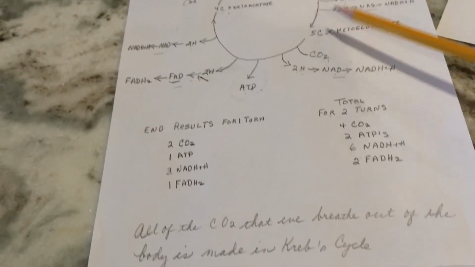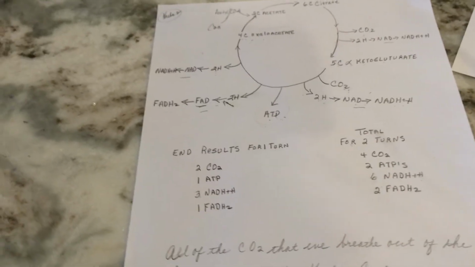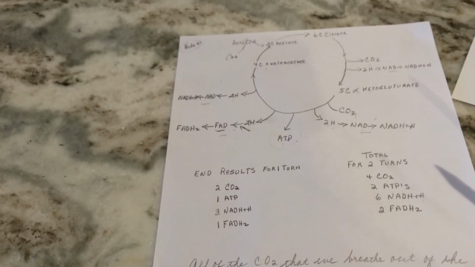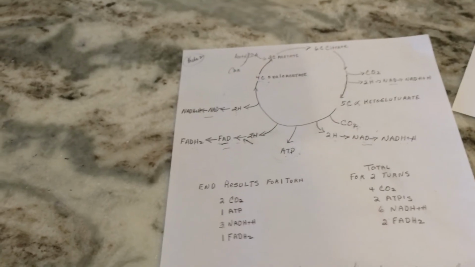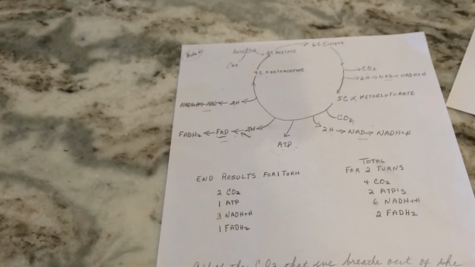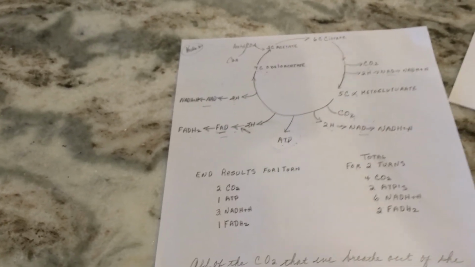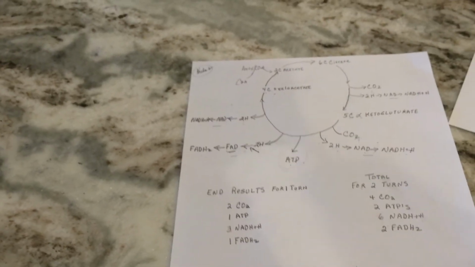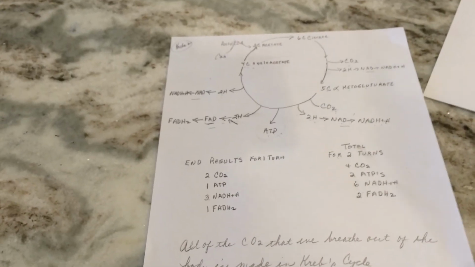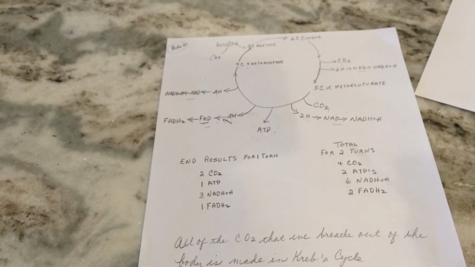You see this carbon dioxide that's produced here in Krebs cycle? The carbon dioxide that we breathe out of our body is mostly made as a result of decarboxylation in Krebs cycle, and of course also in pre-Krebs. So all of this carbon dioxide that we breathe out is a result of cellular respiration that occurs in the mitochondrion.